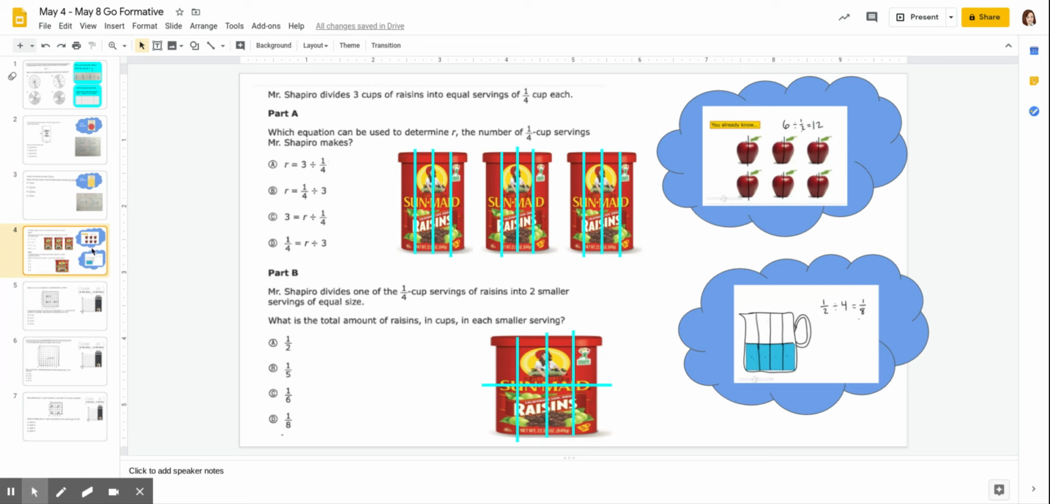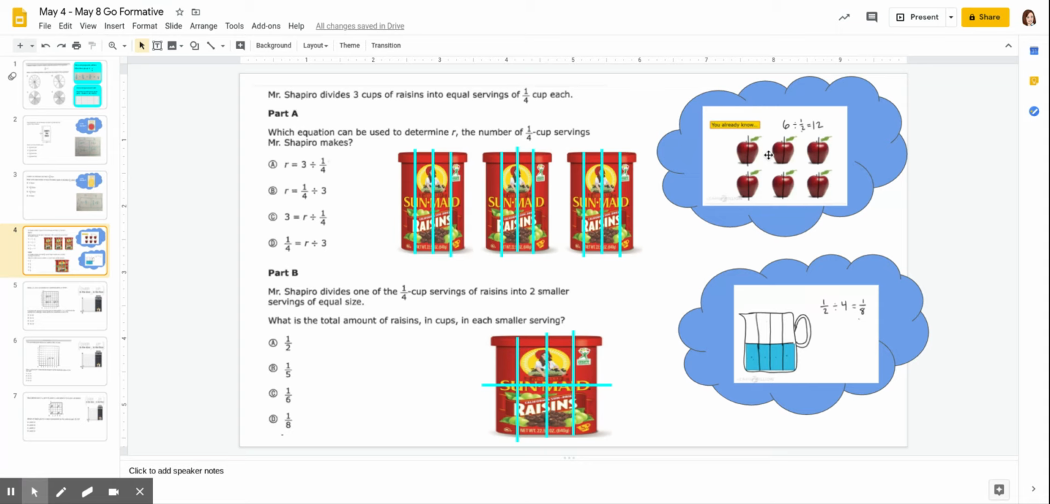Number 4, Mr. Shapiro divides 3 cups of raisins into equal servings of 1/4 cup each. Part A, which equation can be used to determine R, the number of 1/4 cup servings Mr. Shapiro makes? Earlier in the week, you reviewed how to do this by watching a video.